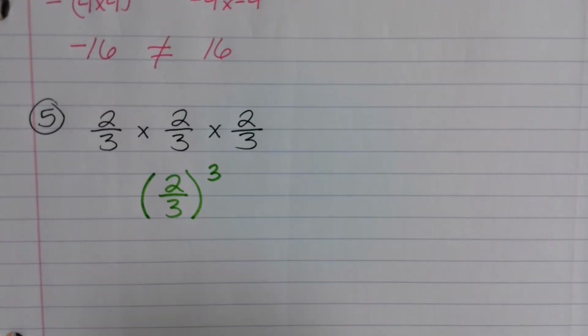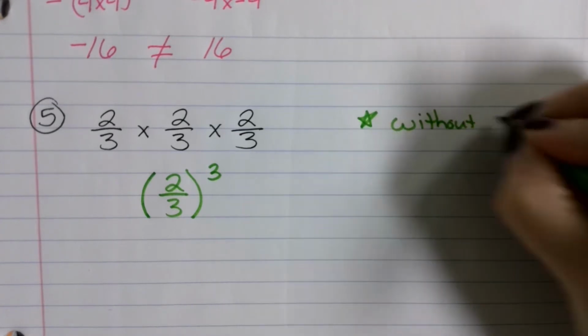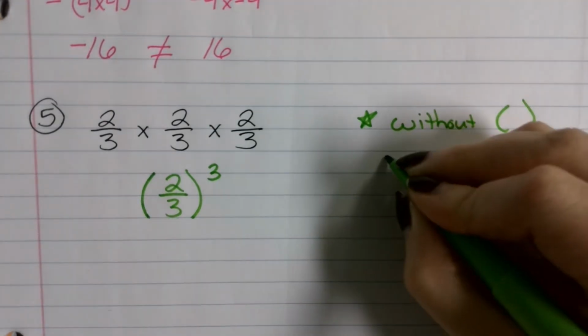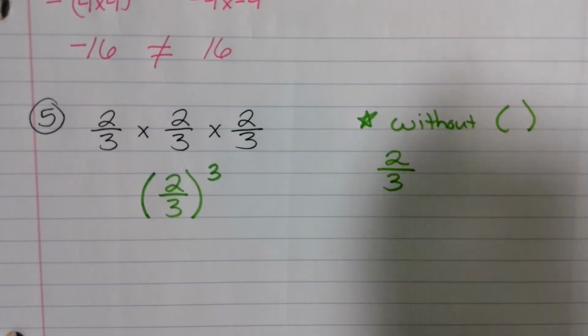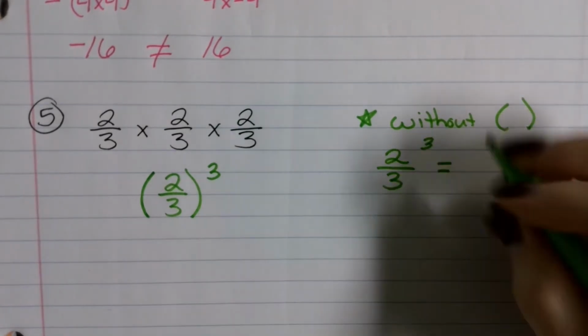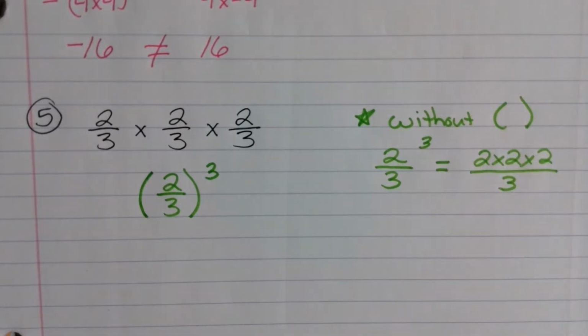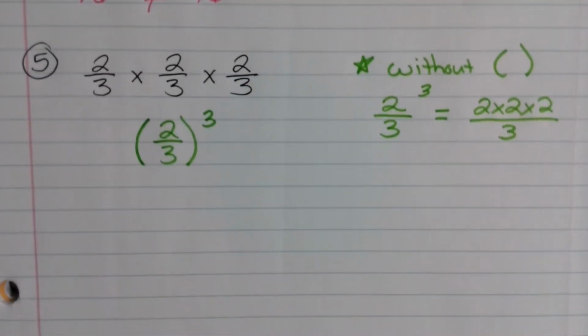If I didn't, so let's make a little note beside here, without your parentheses, if I wrote it as 2/3 and I put to the third power, that third power would only belong to which value? The top, the numerator, the 2. So this really, the way that that's written, really represents 2 times 2 times 2, all of it over 3. It's not the same thing. So that inclusion of your parentheses is very important. You need to make sure that you do it. Without those parentheses, you will get the problem wrong.